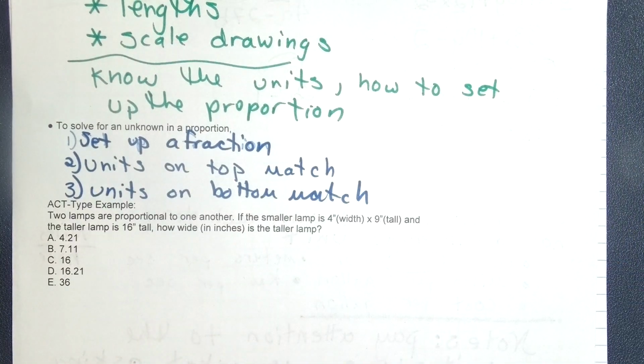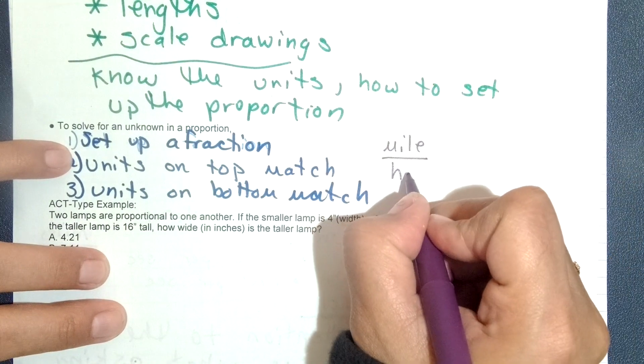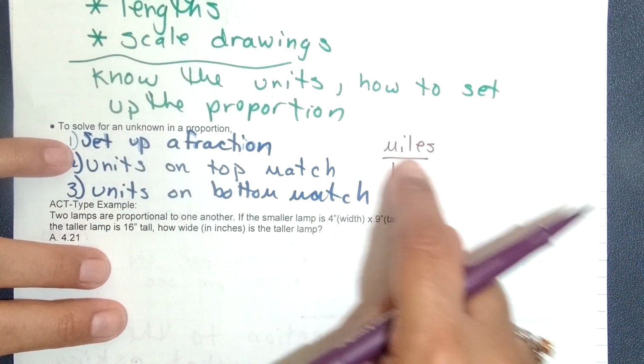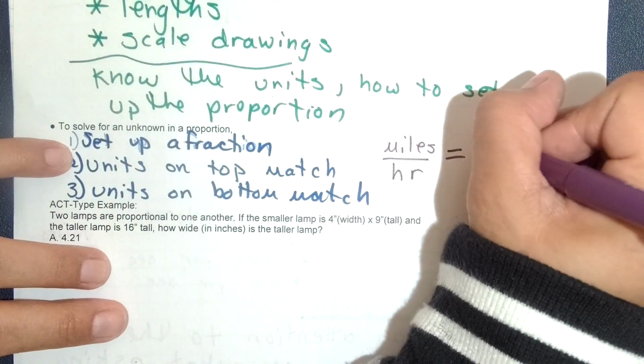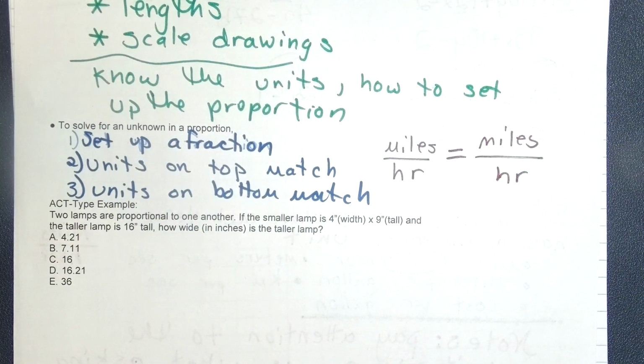So let's do just a word example. If I had miles per hour, and I created another fraction, you want to also have the miles in the numerator and the hours in the denominator, okay? Let me just write this down. You have to make sure the numerator and denominator match units, okay? That is the key in solving proportions, all right? That's the key.